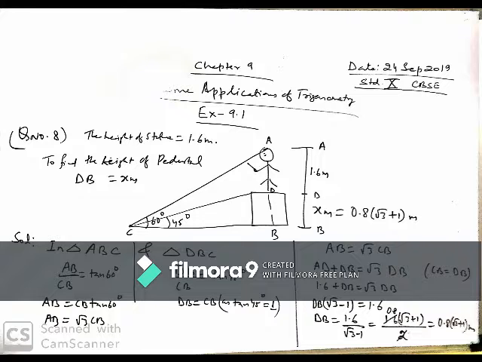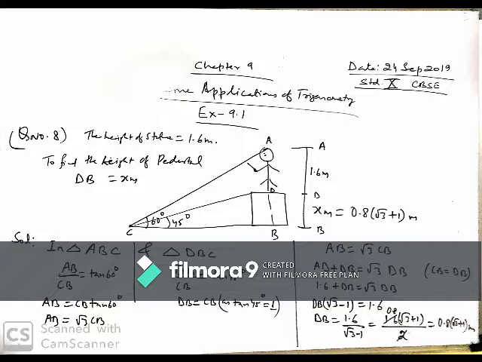Now just have a glance at how, at the top of the statue, when observed from point C, the angle of elevation is 60 degrees, and at the top of the pedestal the angle of elevation is 45 degrees. So now we have got two triangles: triangle ABC, one complete triangle, and another triangle DBC. Don't worry about the pedestal shape. Just think that this DB is the main point.